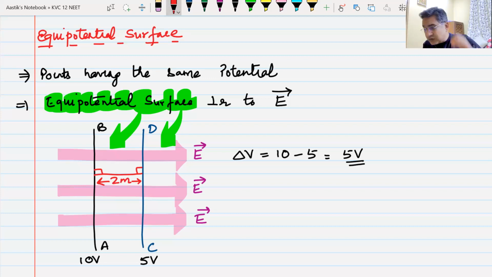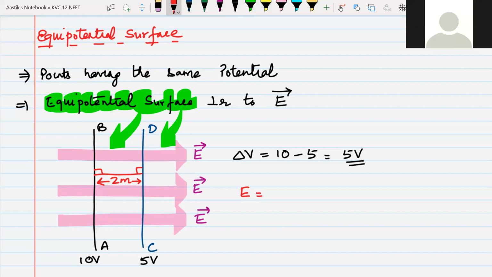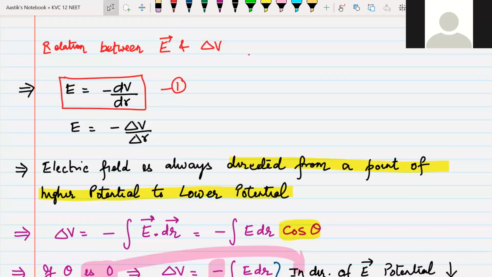With this information, you can also tell me the value of this electric field. What is the value of the electric field? I'll give you 2 minutes to think about it. Just look at what we had done. I've given you something. If you use that, you will end up with the answer, dear, 2.5.